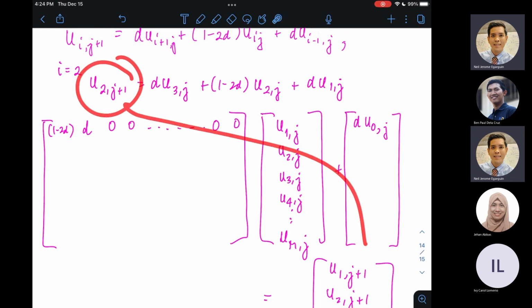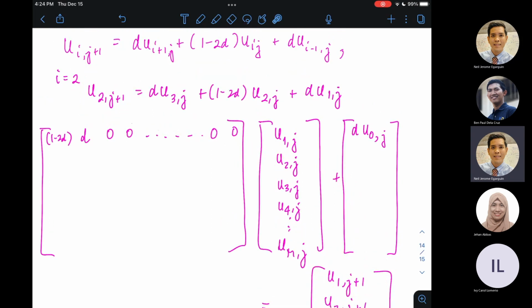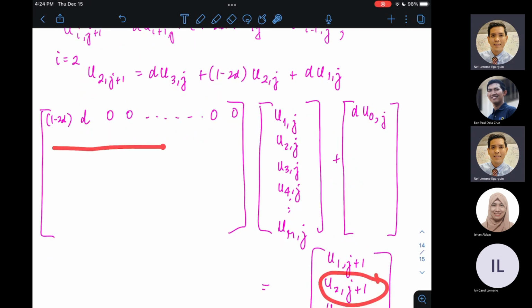So u sub 2 comma j plus 1 will be, yeah, this would be here. So kailangan i-address ko yung second row. Right? So para magkaroon ako ng second row, okay, for the second row, I need d multiplied to u3j. U3j is the third entry in the column vector. So I should have an entry in the third column of the second row. And then I need a 1 minus 2d multiplied to u2j. U2j is the second entry. So the second entry in the second row should be multiplied by 1 minus 2d.